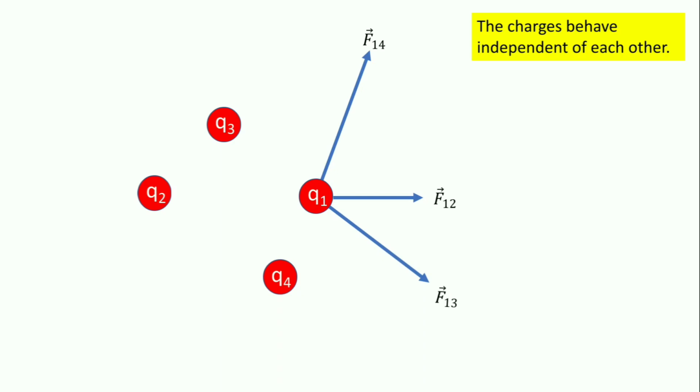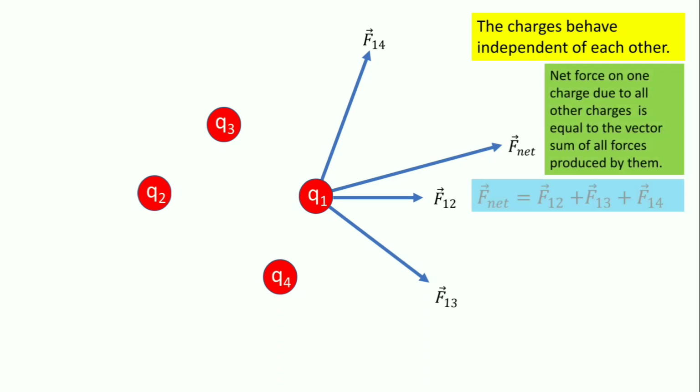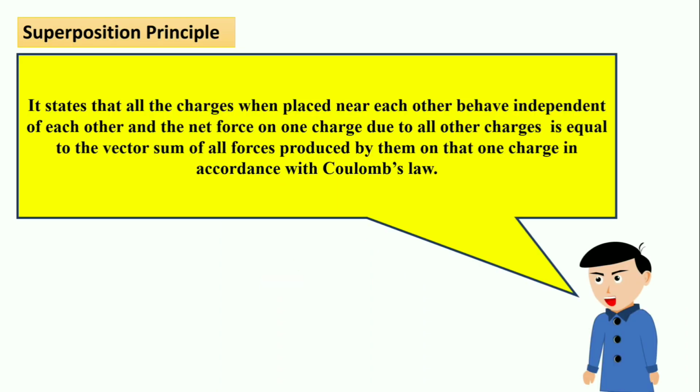So, what will be the total force or net force acting on charge q1? For net force we have to add all the forces. So we just do the vector sum of all the forces. Let's go to the statement of this principle. It states that all the charges when placed near each other behave independent of each other, and the net force on one charge due to all other charges is equal to the vector sum of all forces produced by them on that one charge, in accordance with Coulomb's law.